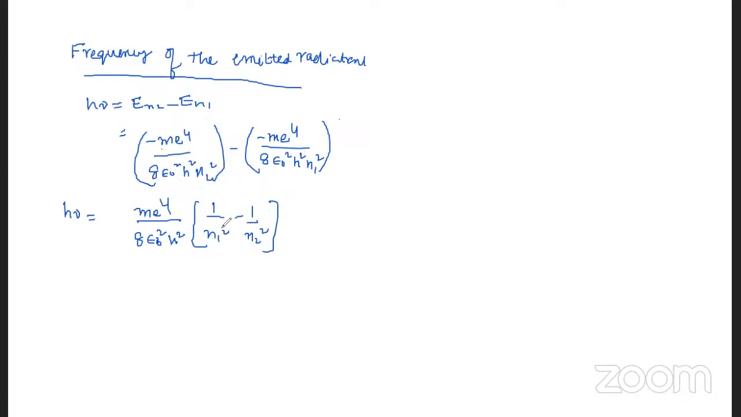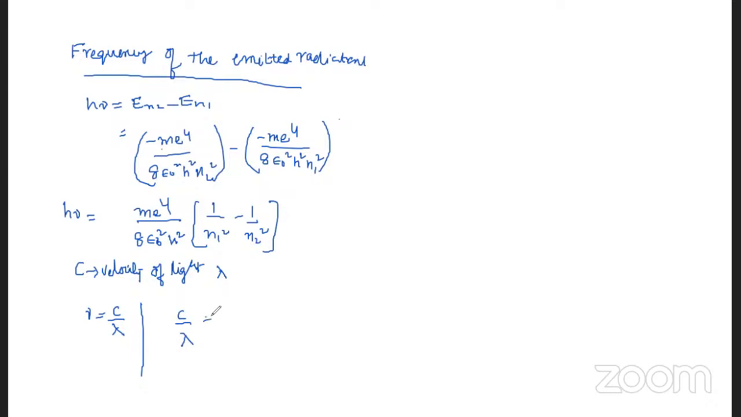Suppose after this, we consider c as the velocity of light, and similarly, lambda is nothing but the wavelength. So we have a relation between c and lambda, which we call nu equals c by lambda. So here in this h nu, in place of nu, we'll substitute c by lambda.